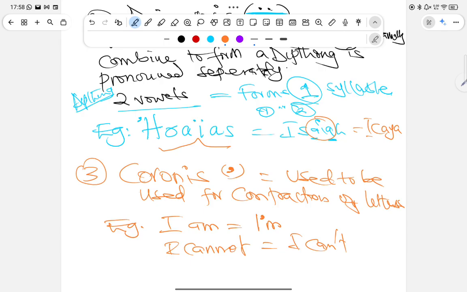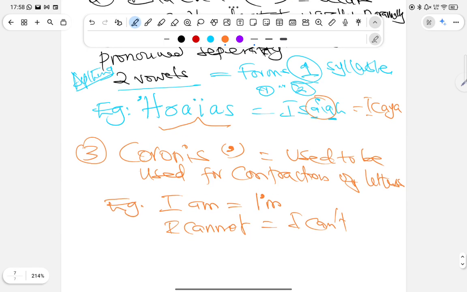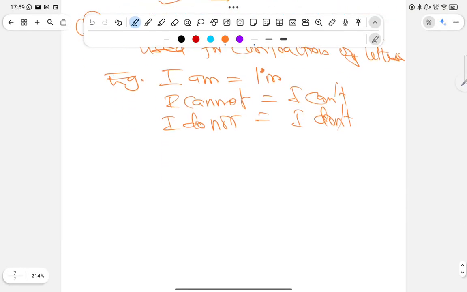Two words have been mingled together, joined together, and therefore some letters have been left out, and yet you still understand the meaning when you say it. "I do not," and you say "I don't." You get the idea. So this is how coronis was used.